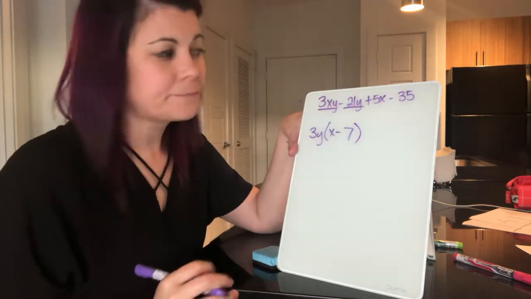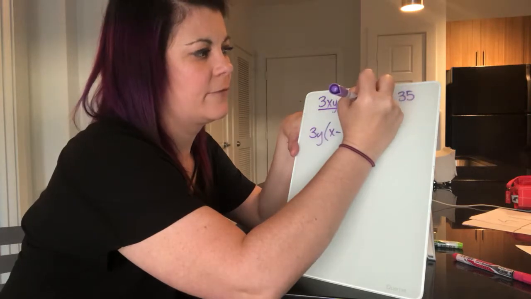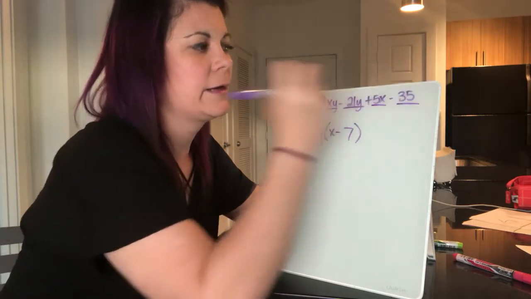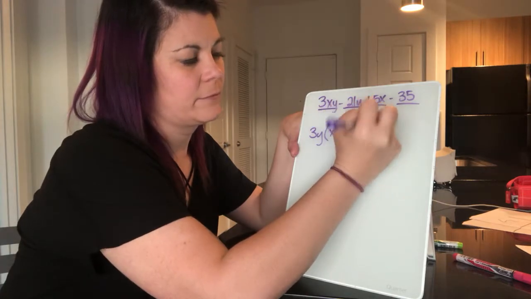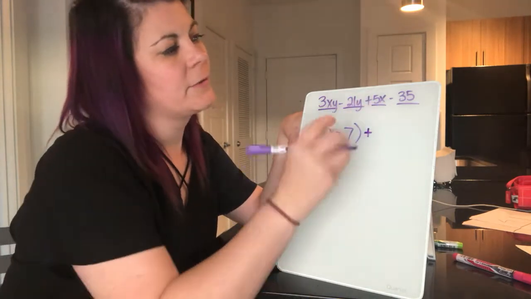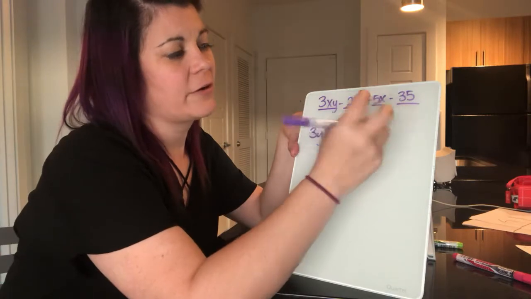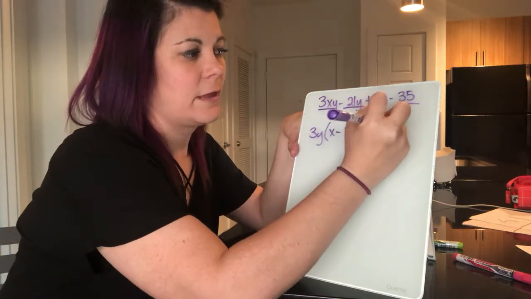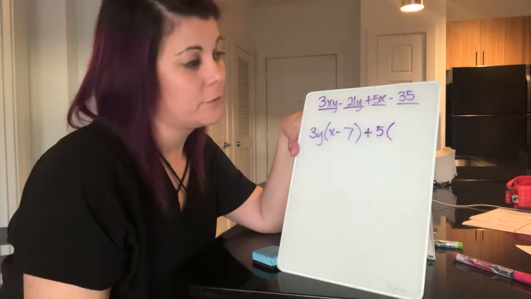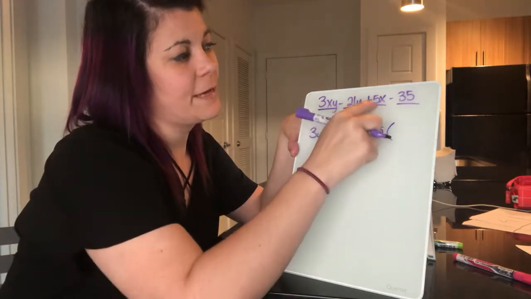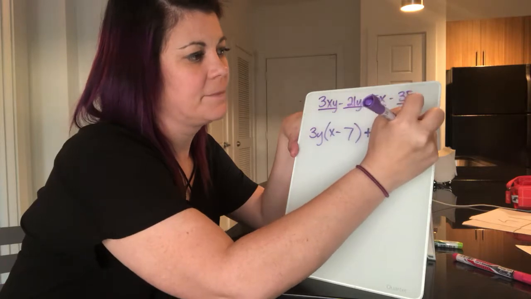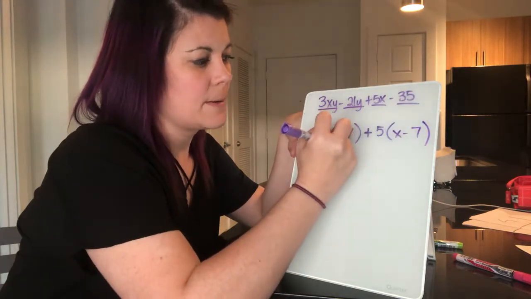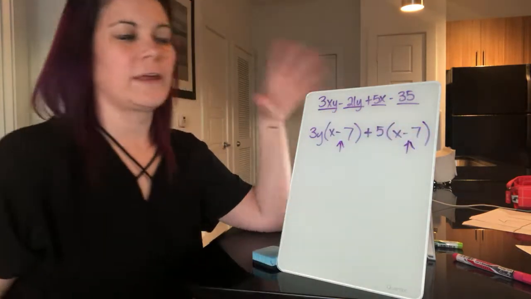So I have that. And now I'm going to do the same for these terms, here and here. I'm going to see what they have in common. There's an addition sign there, so I'm going to put the addition sign. 5 and 35 can take out a 5. And then I see what I have left. If I took out a 5, 5x divided by 5 just leaves me with the x. 35 divided by 5 is a 7. And if you notice, my two binomials are the exact same.